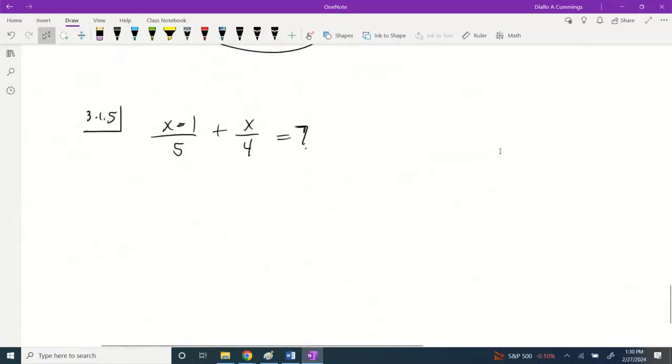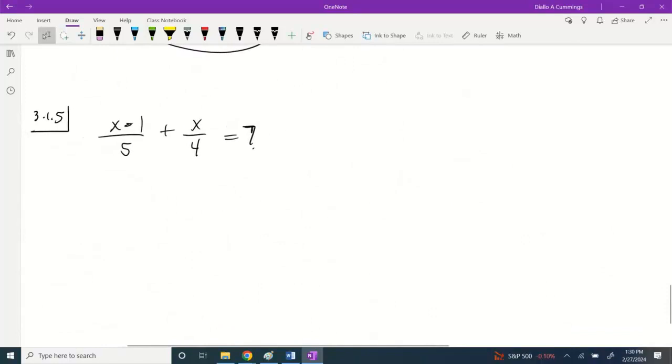So what is a multiple? Well, now everything has a denominator, even this 7, right? That 7 has an understood denominator of 1. So we don't consider any term that doesn't have a denominator.